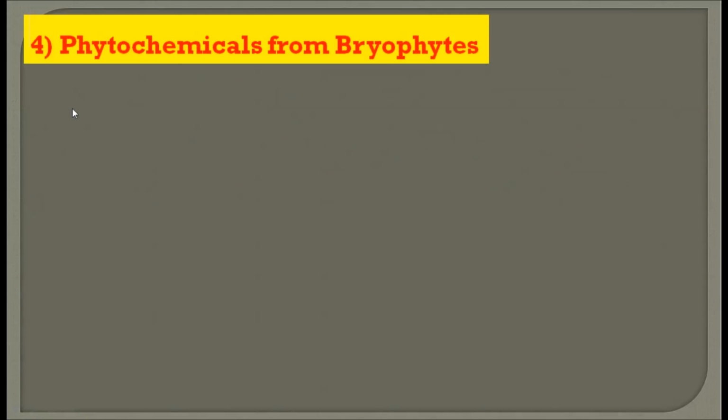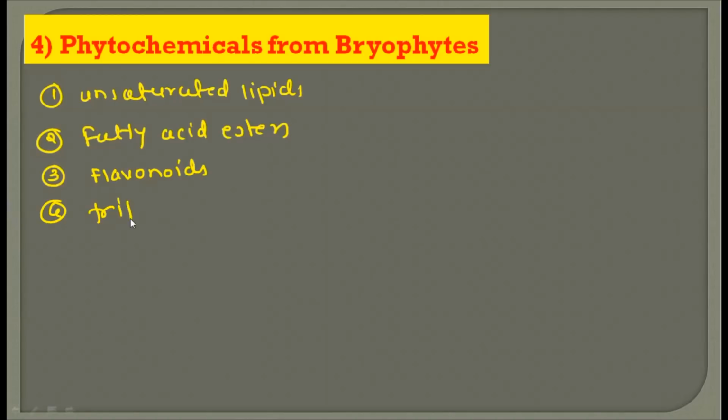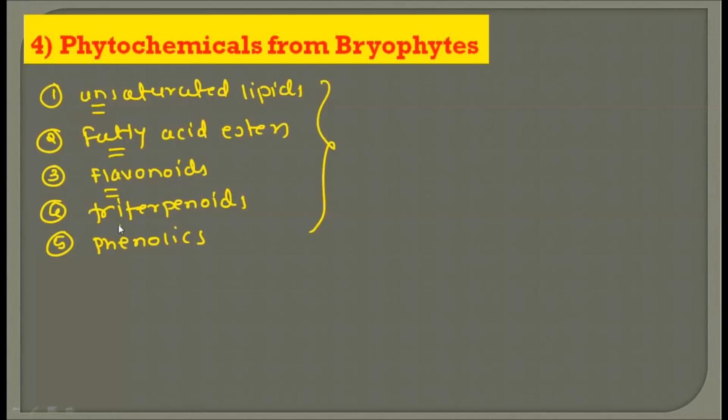All right. The next application of bryophytes is that they can produce a variety of phytochemicals: unsaturated lipids, fatty acid esters, flavonoids, triterpenoids, and phenolics. All these phytochemicals are very important from the human point of view, and that is why the bryophytes are the source of these phytochemicals. First is the unsaturated lipids, second, fatty acid esters, then flavonoids, then triterpenoids, and the phenolics. All these compounds are produced by the bryophytes, which have usefulness in the respective fields.